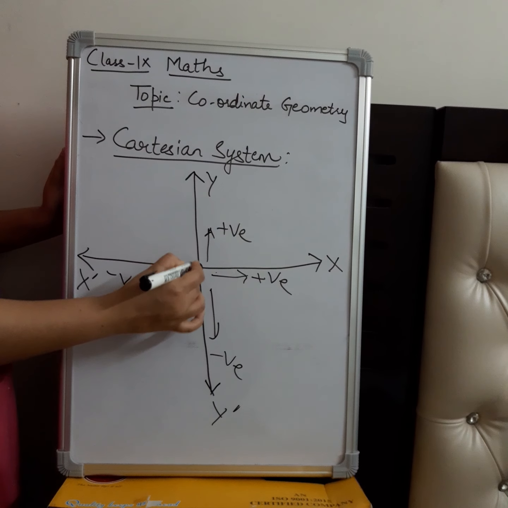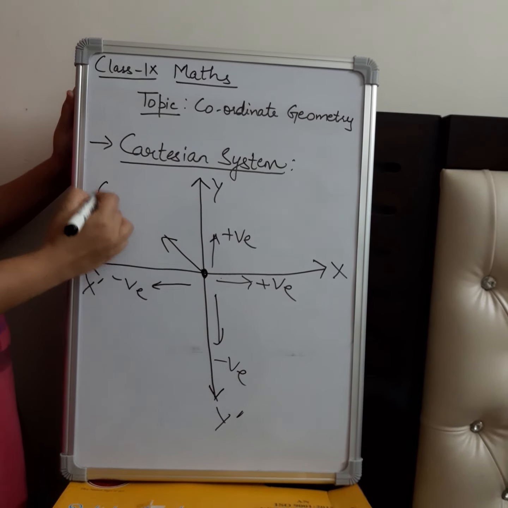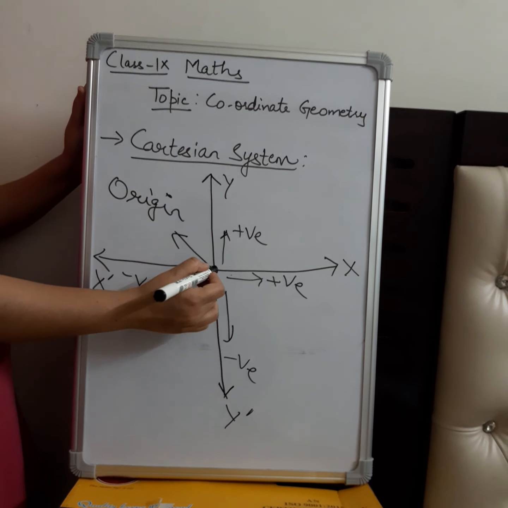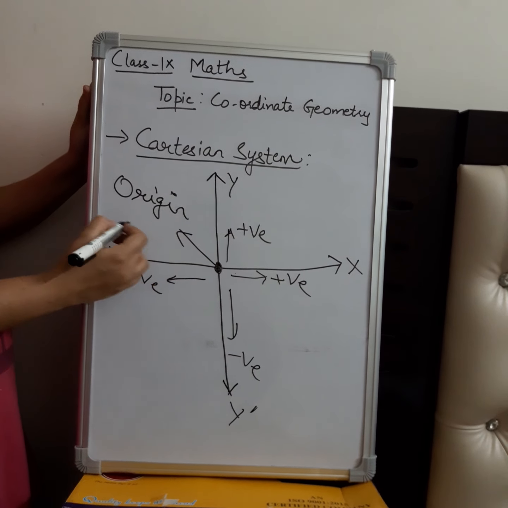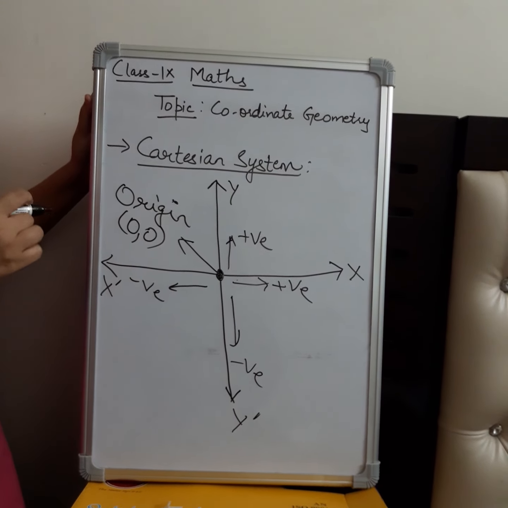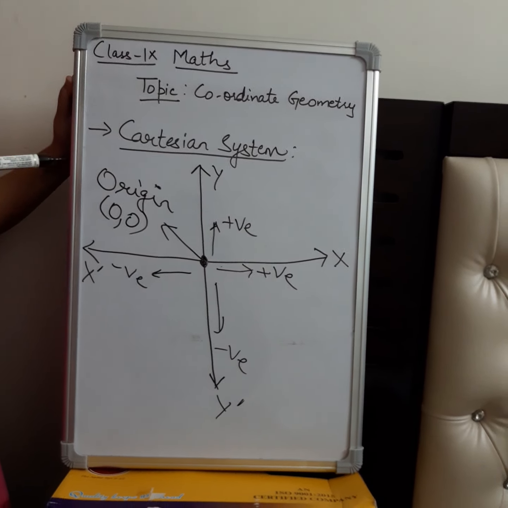And the point of intersection of both these axes is called the origin. The coordinates of the origin, meaning the values of x and y at the origin, are 0, 0. Fine. So we'll now be discussing the quadrants and coordinates.